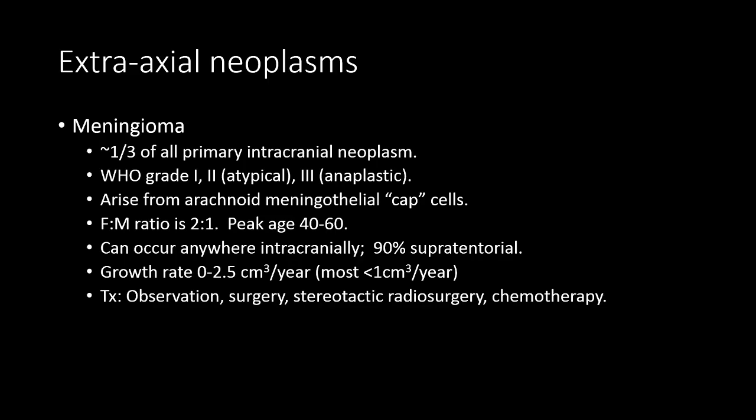There is a female predominance, and meningiomas occur in middle age. They can occur anywhere intracranially, but most of them are supratentorial. Meningiomas typically have a very slow growth rate, and treatment options include observation, surgery, stereotactic radiosurgery, and in some rare instances, chemotherapy.